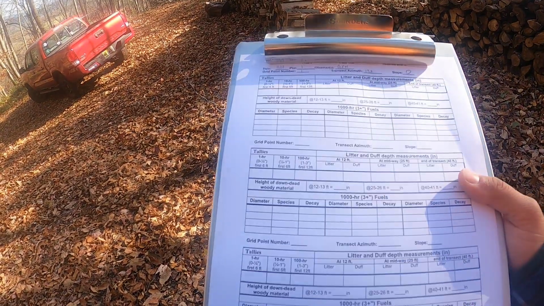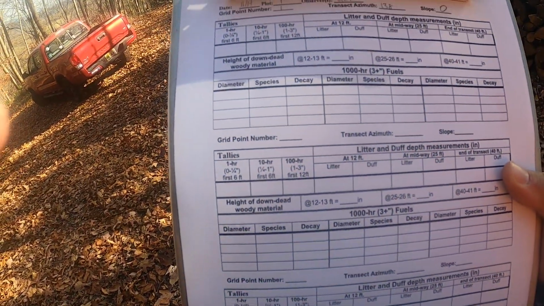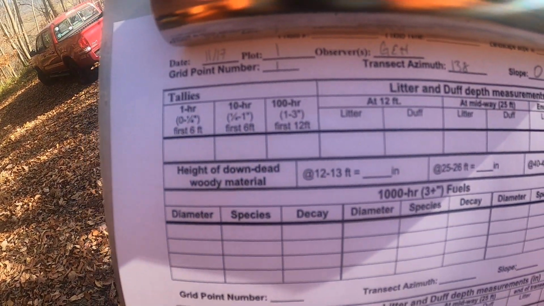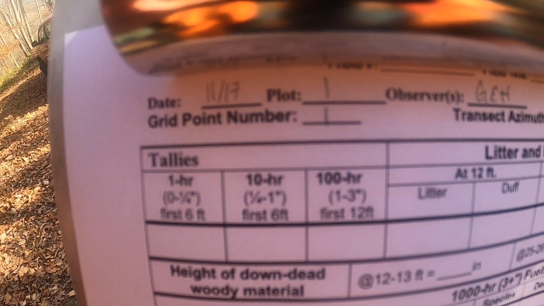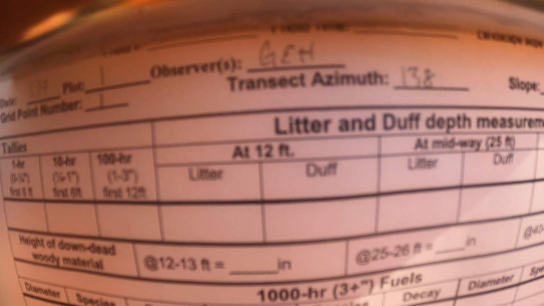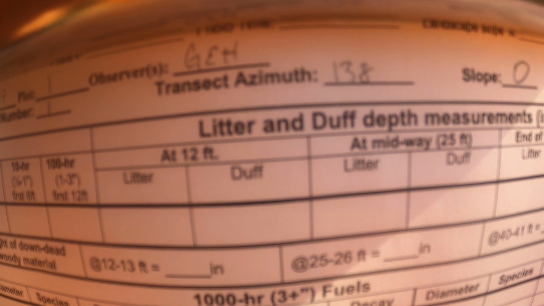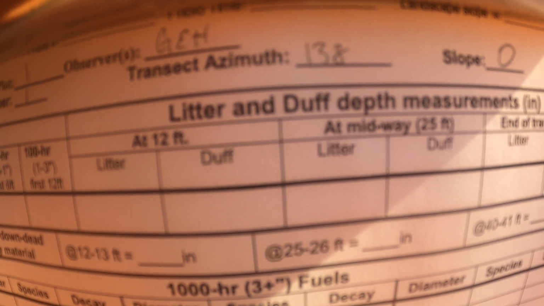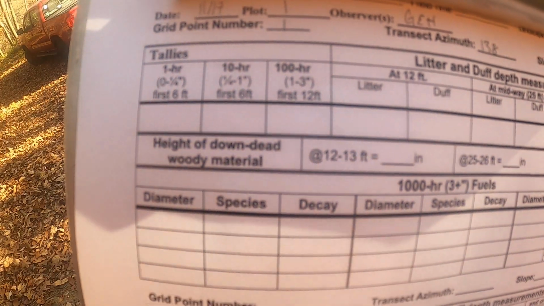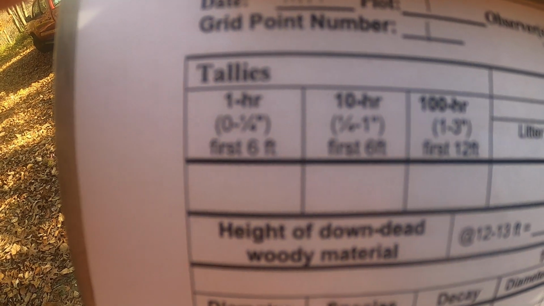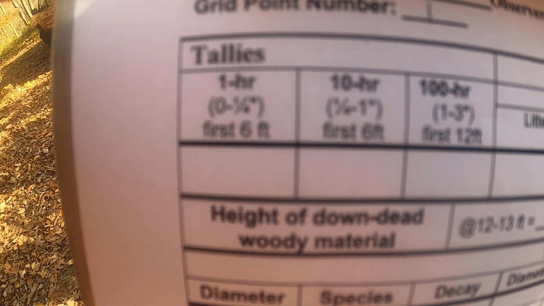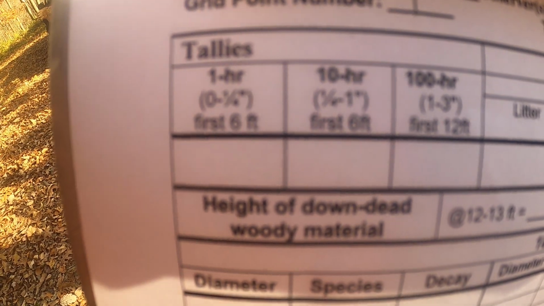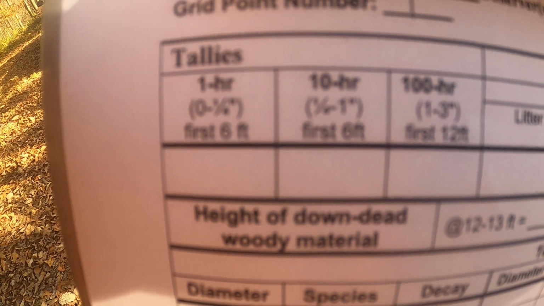So I've got here a data sheet that you would use to sample Brown's transects. Try my best to get it in here. What we have is pretty standard stuff: the date, plot number, the observer. I took the azimuth of this transect, and then the slope. I set this up a little bit further down the hill so it was 0. Now it's probably -5 or so, but you get the idea. For our tallies, we're doing a 50-foot transect. You can do a transect any length you want, but 50 feet is pretty standard, and this data sheet is set up for that.